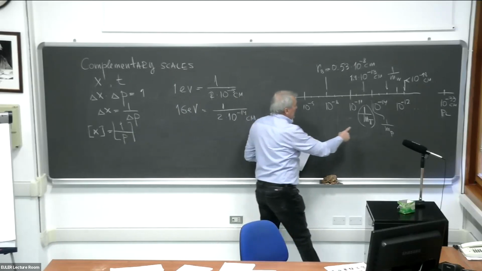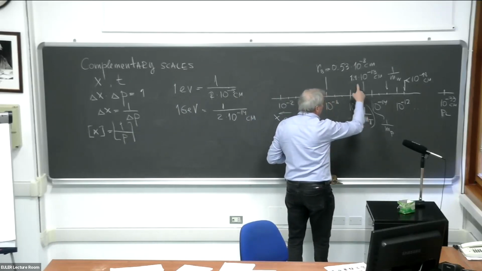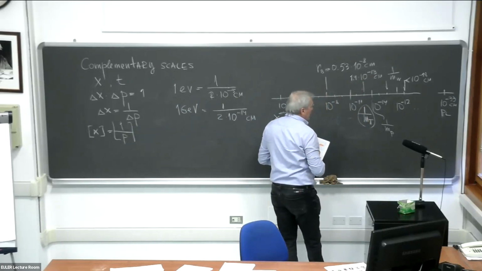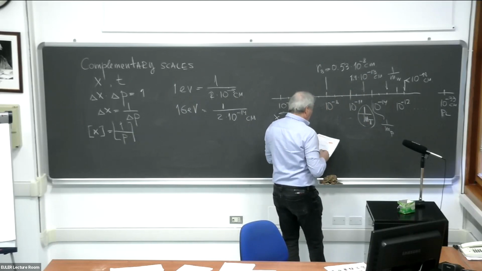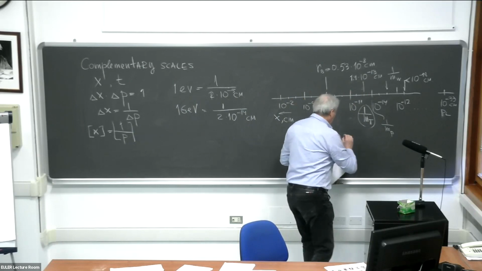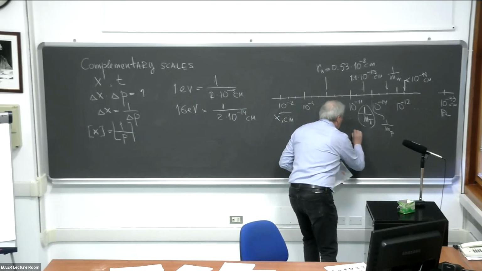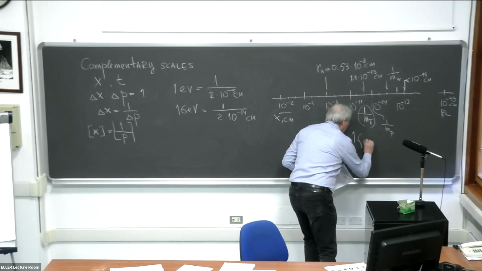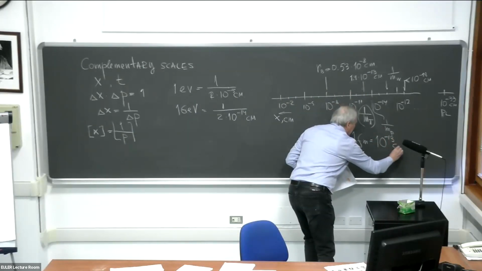By the way, it's not accidental that 10⁻¹³ is the inverse of the mass of the pion, and that gives us the sizes of nuclei, and nuclei sizes are about 1 Fermi, which is precisely 10⁻¹³ centimeters.